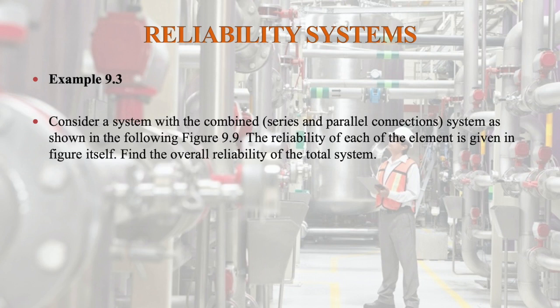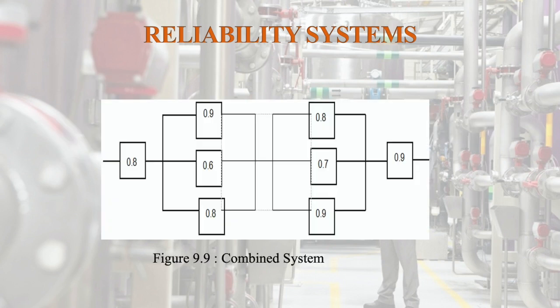So consider a system with a combined system as shown in the following figure 9.9. The reliability of each of the elements is given in the figure itself. Find the overall reliability of the total system. So this is the combined system. Here all the reliabilities are given in the figure.